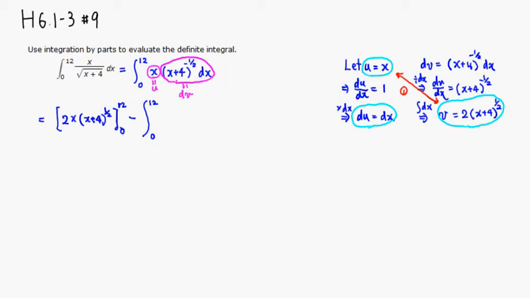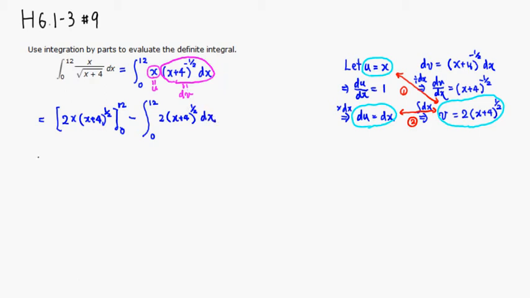Then we multiply v and the du together to come up with the second term. So that's going to be 2 times x plus 4 raised to the 1/2 power, and then dx.